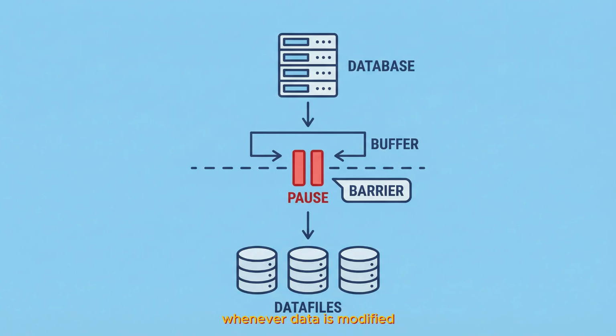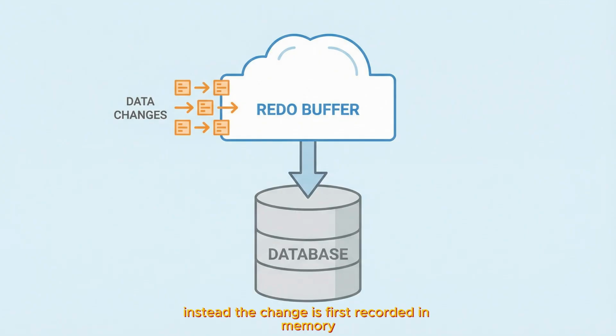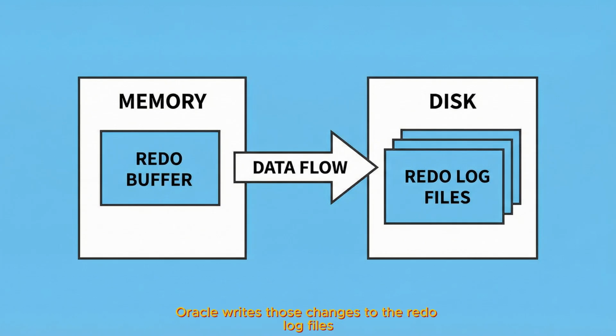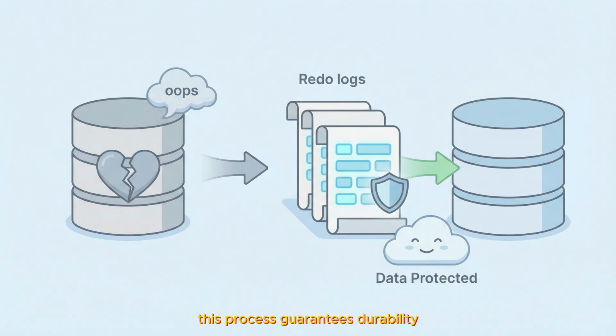Whenever data is modified, Oracle does not immediately write the change directly to disk data files. Instead, the change is first recorded in memory inside the redo buffer. From there, Oracle writes those changes to the redo log files. This process guarantees durability, meaning that committed transactions are not lost even if the database crashes.